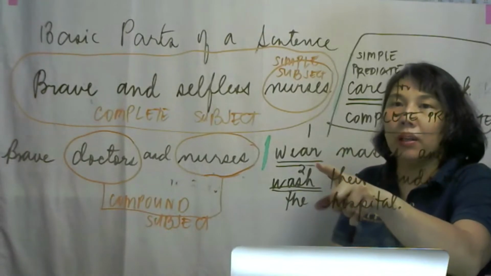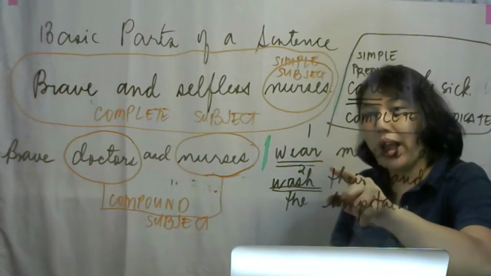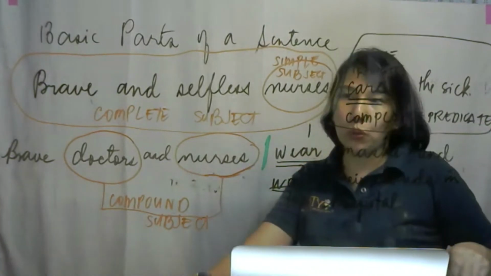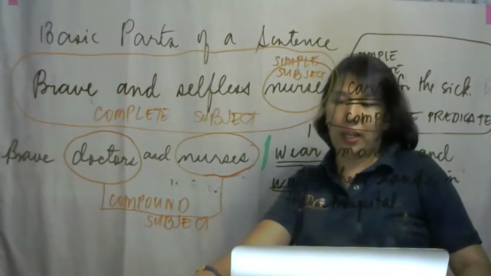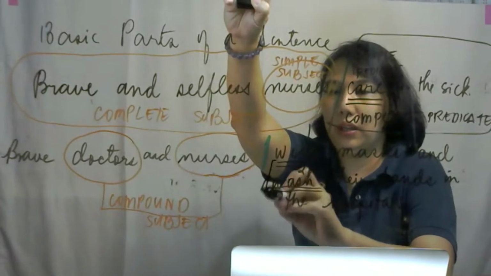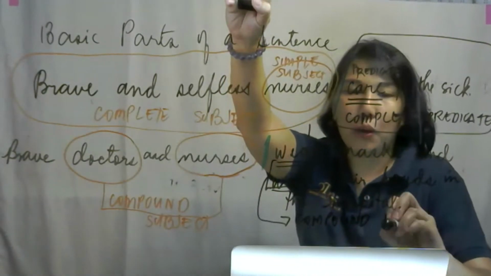Now, when you say compound predicate, you should have two or more verbs. So in this case, we have two verbs. So we have now what we call a compound predicate.